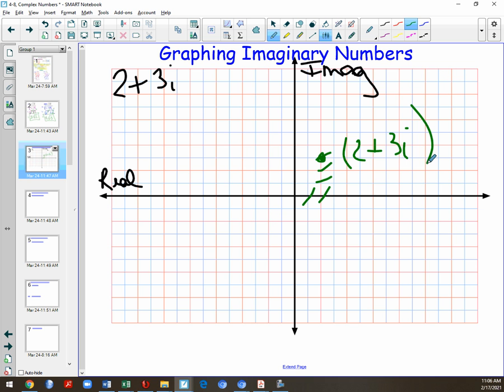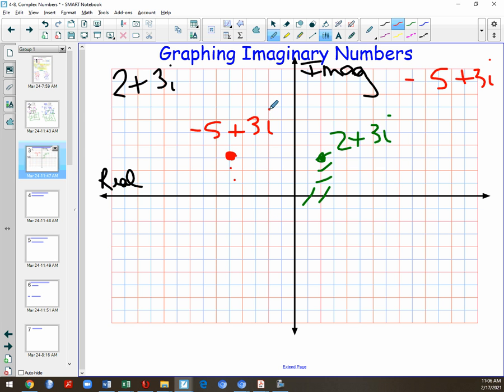And you can't really write that as an ordered pair, so I'm actually going to erase the ordered pair part and just put the 2 plus 3i. So if I wanted to graph, let's say -5 plus 3i, I'm going to go over -5 units, and then I'm going to go up 3 units. And that's going to put me right there, -5 plus 3i.